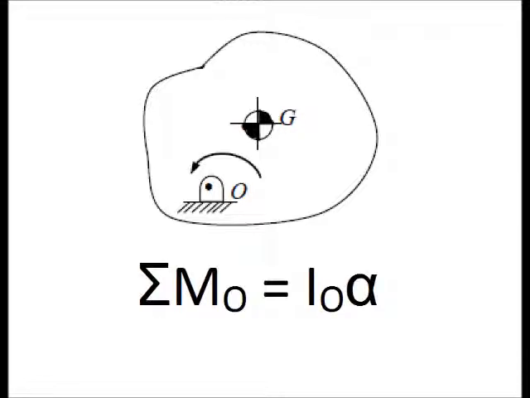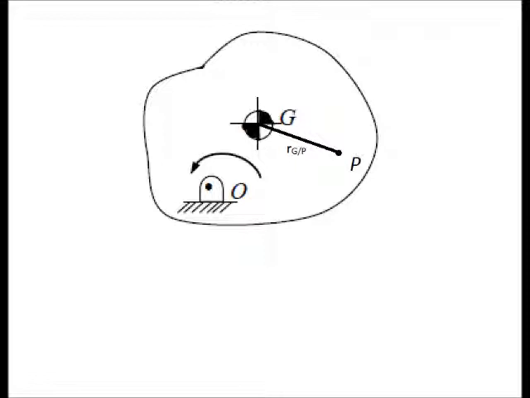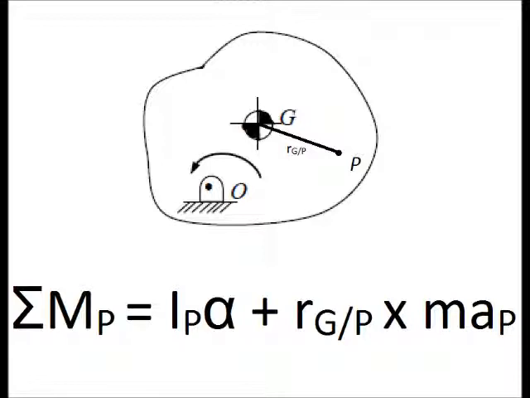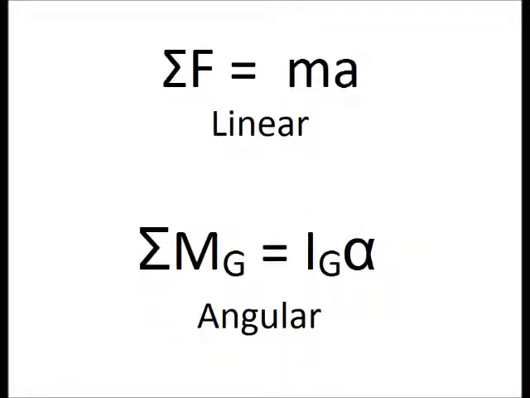However, if it is more convenient to sum moments about a different point P, then we use a different equation. MP equals IP alpha plus r_G/P cross product m a_P. This equation simply accounts for the relative motion between G and P. Now that we have translational and rotational equations, we can use relative motion to combine the two equations to give total motion. I realize that this is a rather scant explanation of the use of balance laws, and a lot of practice is required to familiarize yourself with questions.